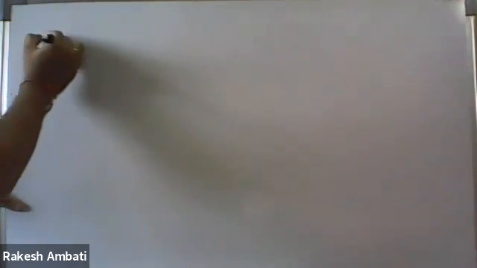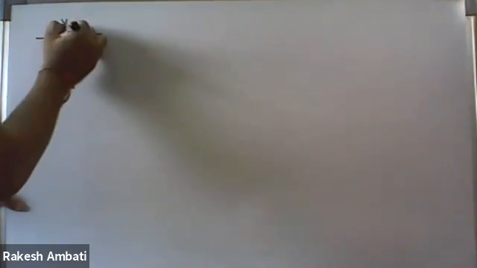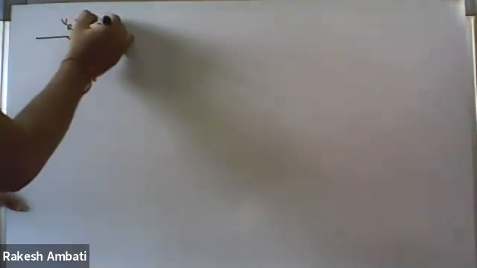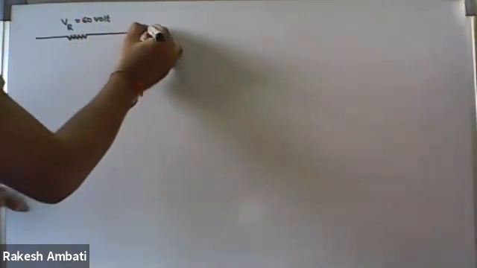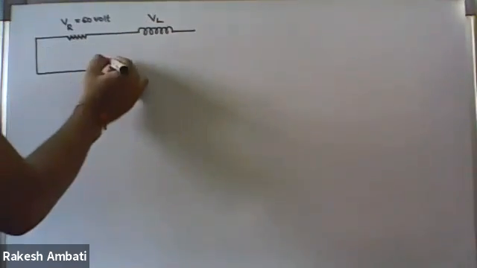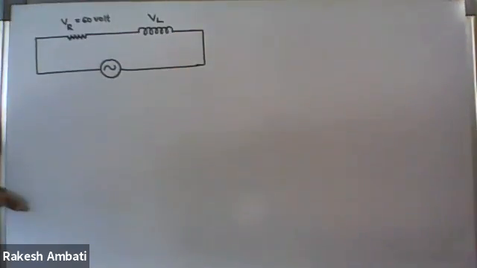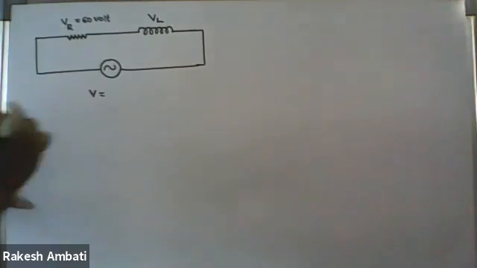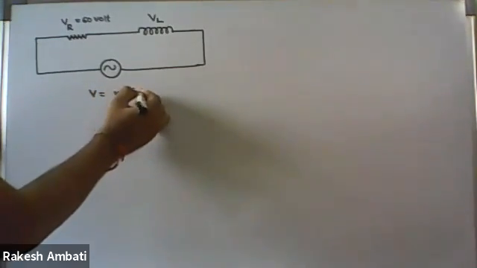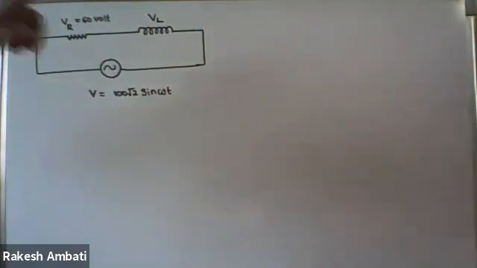So very easy question. Same LR circuit. VR is given 60 volts. VL is unknown. The alternating source V is given as 100 root 2 sine omega t. Find VL.